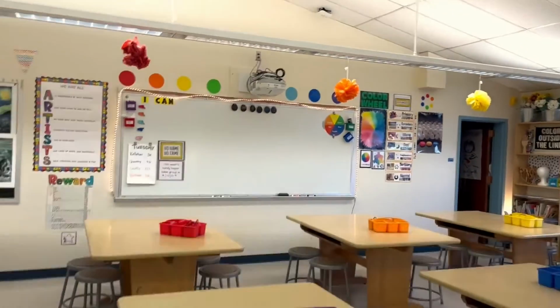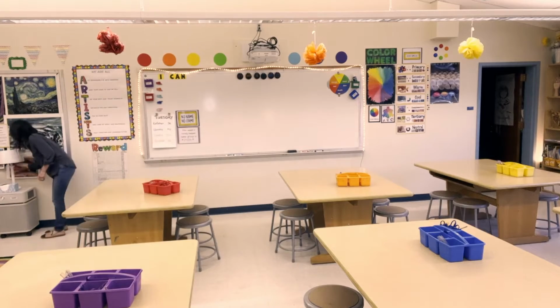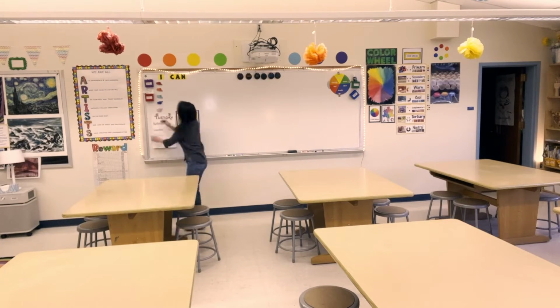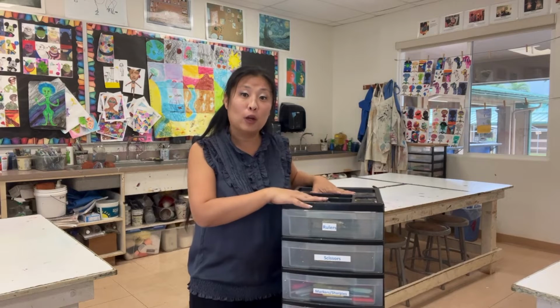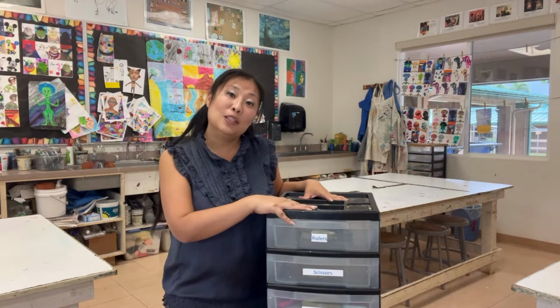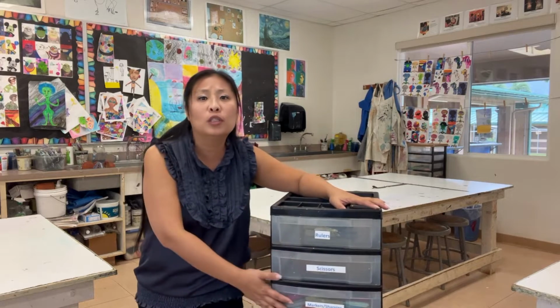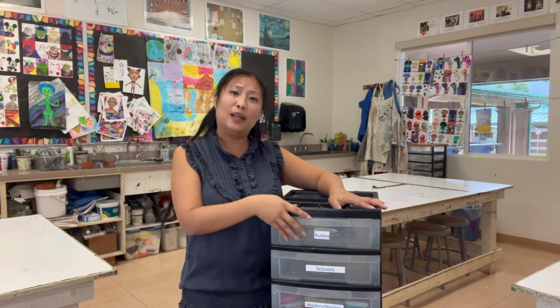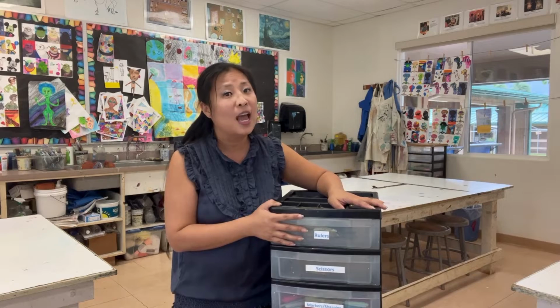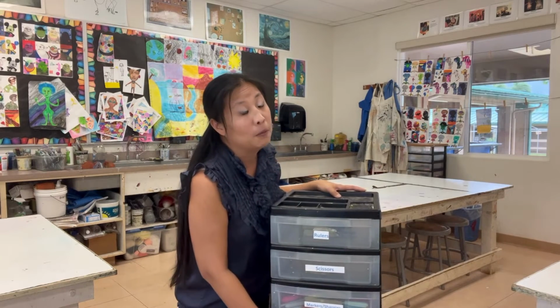All my tables are color coded, and then here is the rest of the space. An organizational system that I have set up in the classroom is that every single table in here has a supply cart just like this. In the supply cart, I have things like rulers, scissors, markers, glue sticks, colored pencils, anything that they're going to need for the class for the day is always going to be in these supply carts.